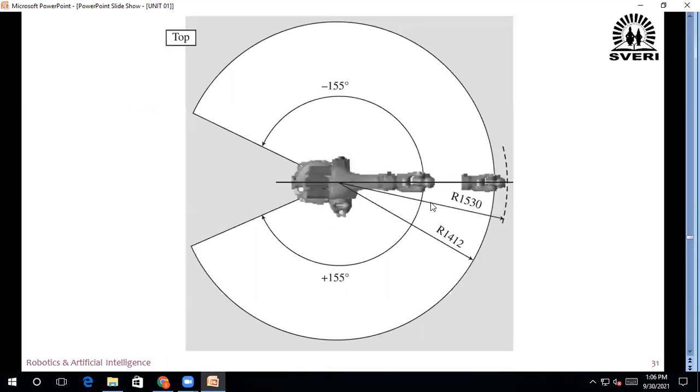Now this is the top view of the same robot. From the top view, you may observe that the maximum angle reached by the robot from either side is plus minus 155 degrees. Plus means clockwise 155, anti-clockwise minus 155. Then this is the maximum radius that can be reached by the robot, R1530 mm. This is the minimum radius.